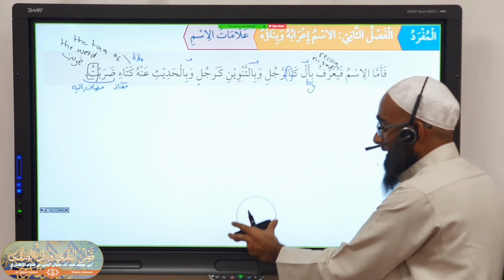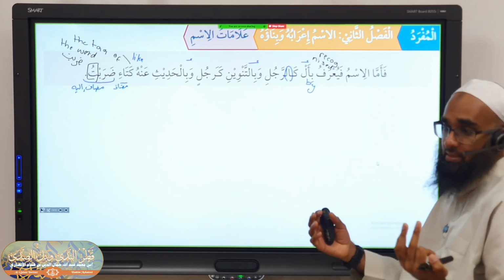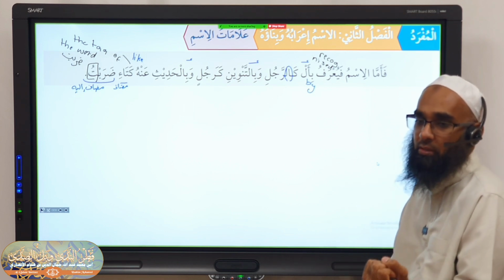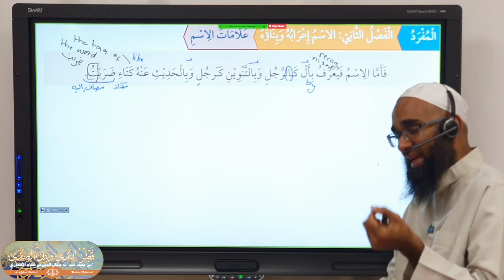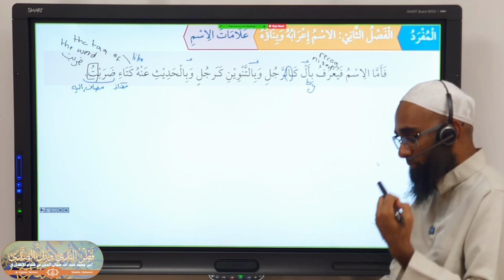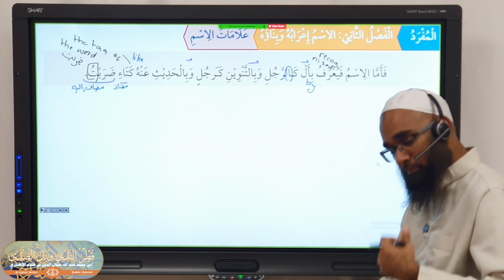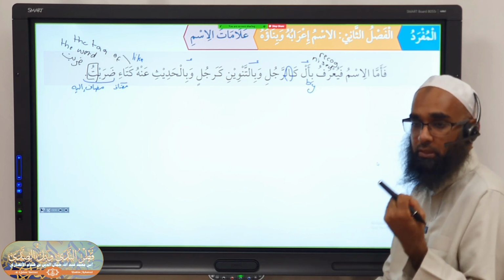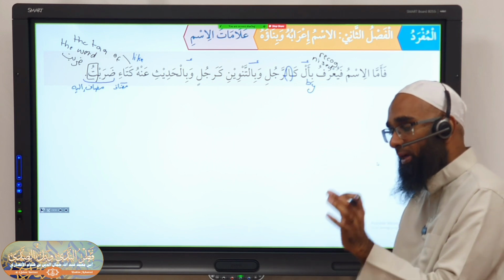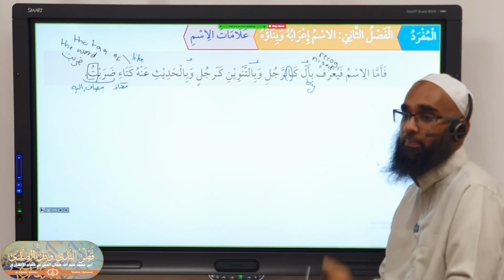So if something can be the subject of your sentence, the mubtada or the fa'il, then that means it can become what? It doesn't have to be the fa'il or mubtada in every sentence, but it has the ability to become the mubtada. It has the ability to become the fa'il. Then in that case, that word is an ism.